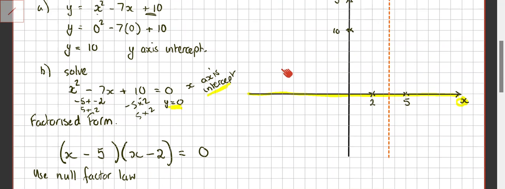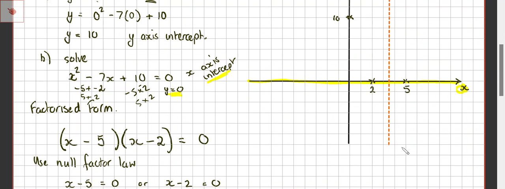Line of symmetry, also known as the axis of symmetry. What's the equation of that line? X equals... Yeah, well done, 5. So I know the vertex is on that line.